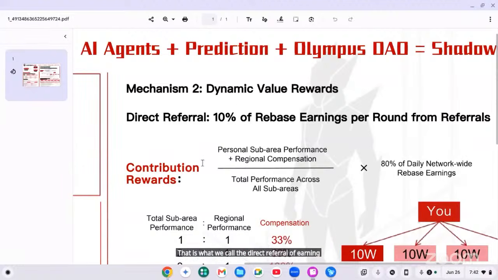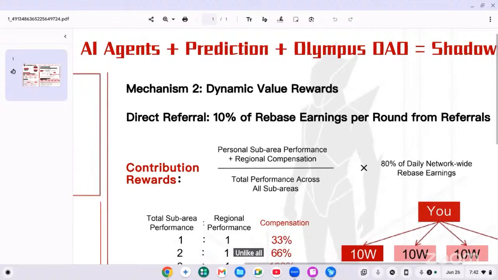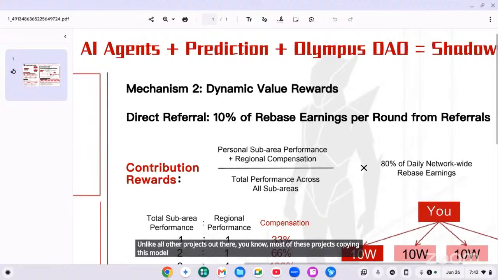Then we have what we call the contribution rewards. This is for team builders. And the contribution reward, unlike all other projects out there, most of these projects copying this model, they come up with what they call a ranking system, VIPs, V1, V2, V6, and all that.